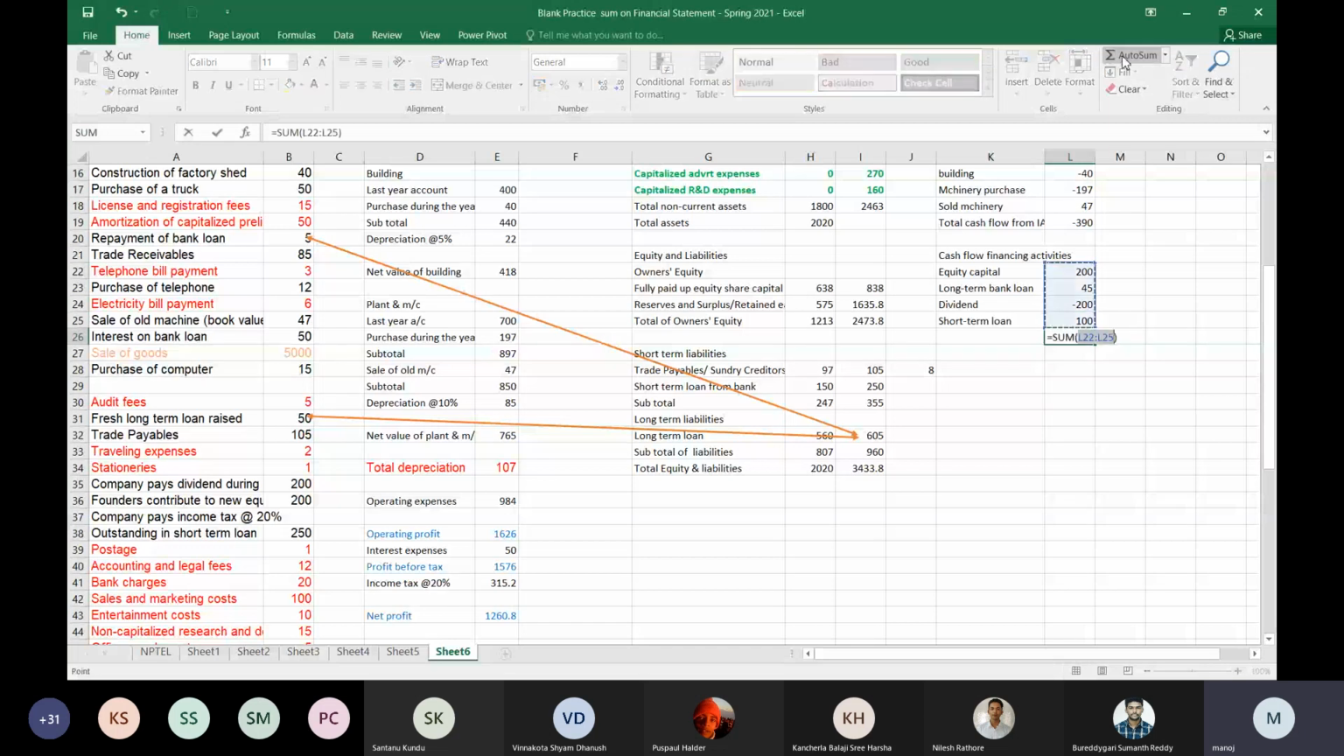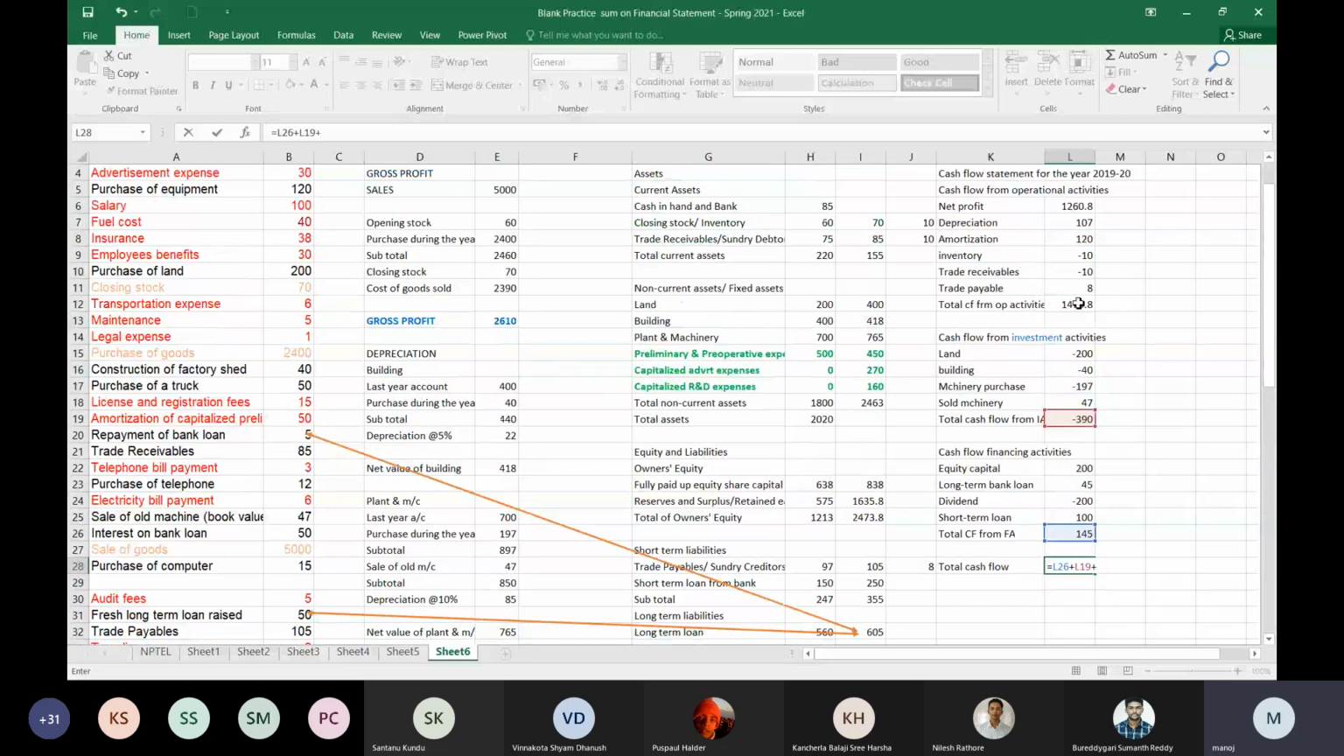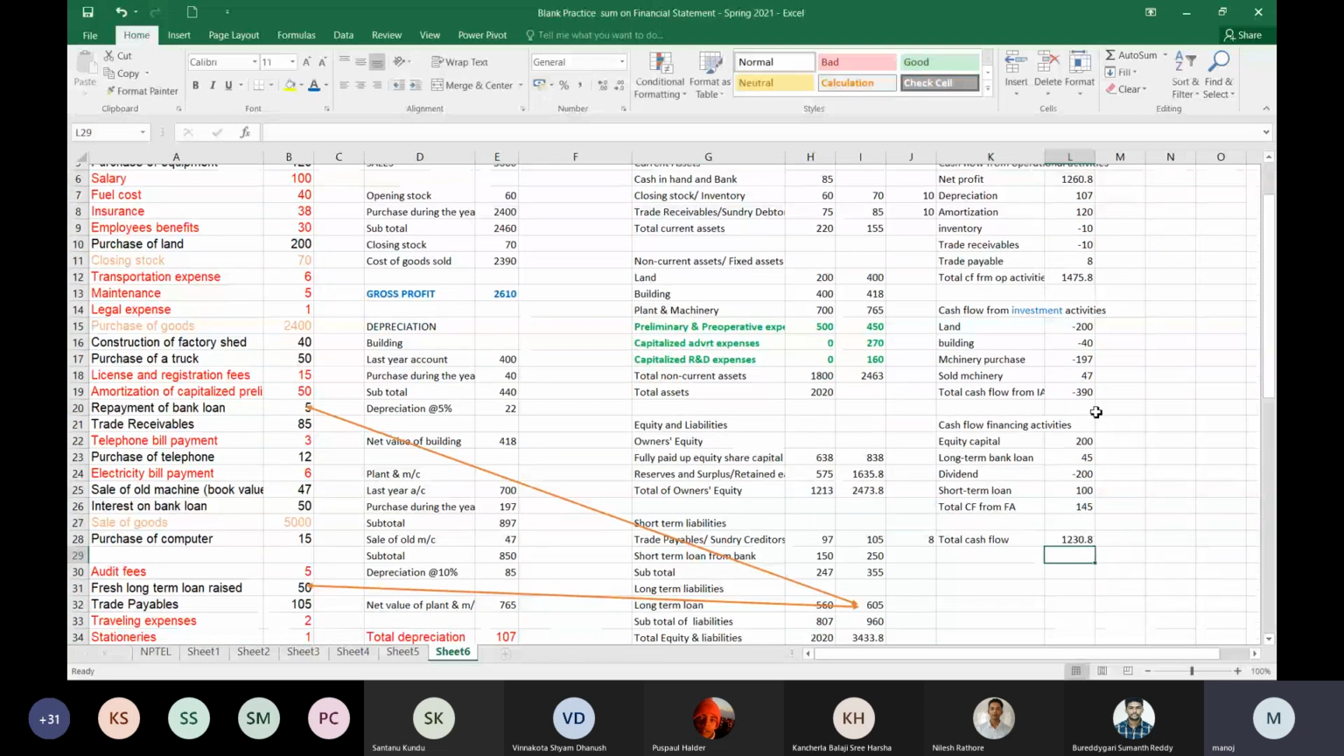Now we estimate the subtotal. 145. 145 is the subtotal. So we have, this is the total cash flow from financing activity. Now we have to estimate the total cash flow. Is equal to this plus this plus this. This is our total cash flow.